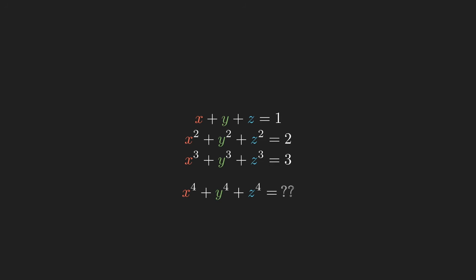x, y, and z are complex numbers such that x plus y plus z equals 1, x squared plus y squared plus z squared equals 2, and x cubed plus y cubed plus z cubed equals 3. What is x to the fourth plus y to the fourth plus z to the fourth? No, it's not 4, although that would be awfully convenient. Give this problem a shot. It's not as simple as it looks.